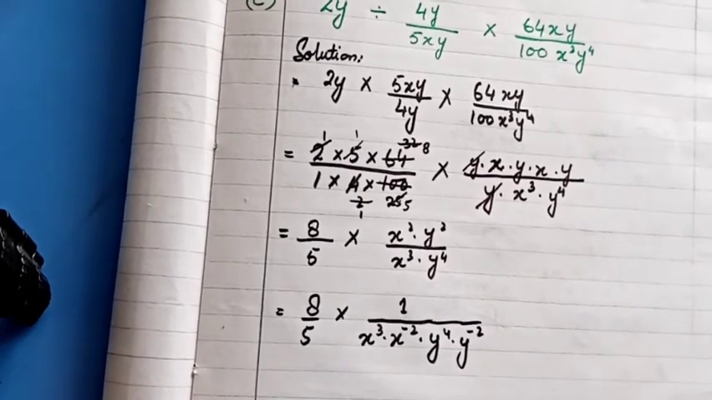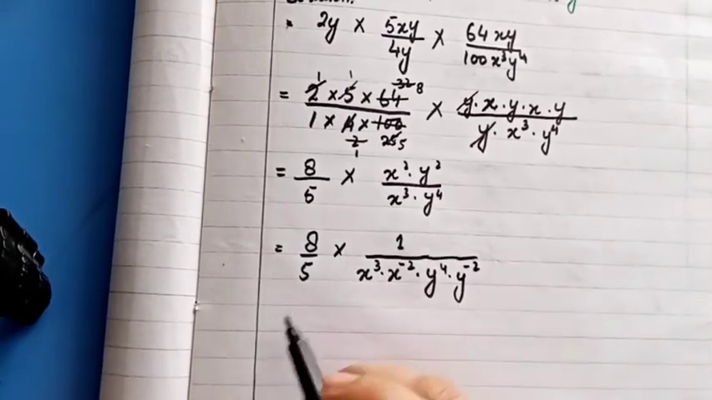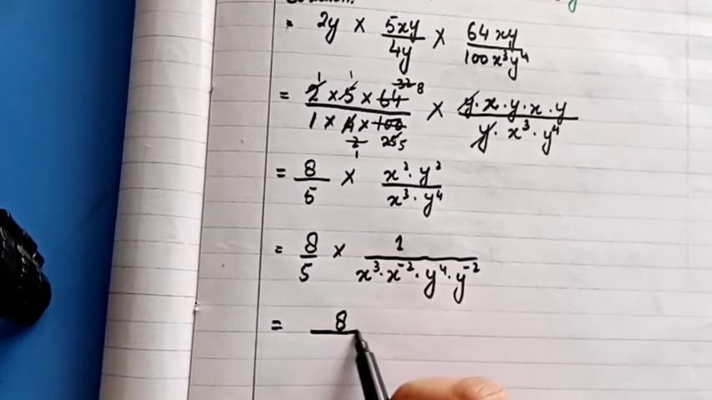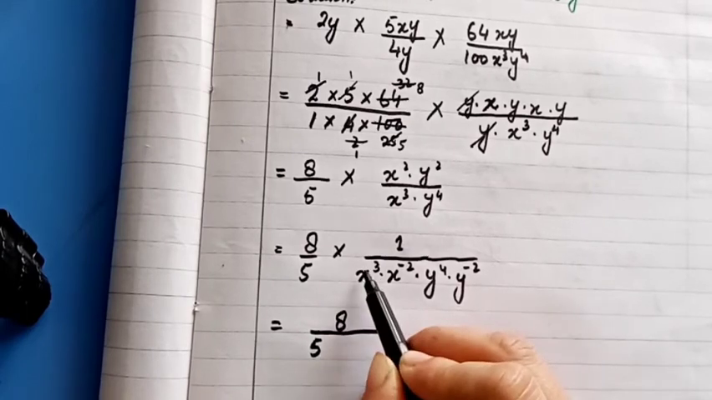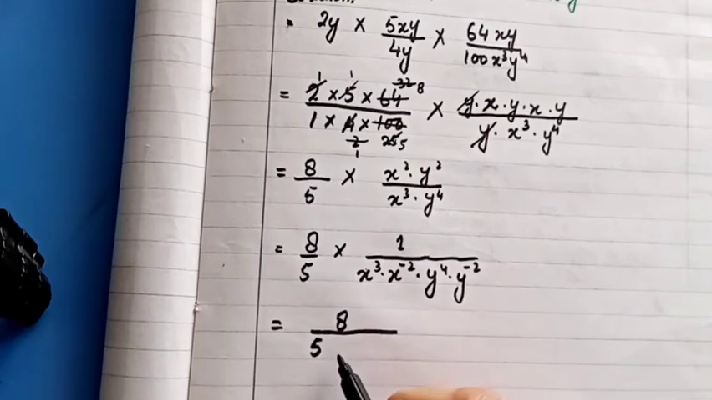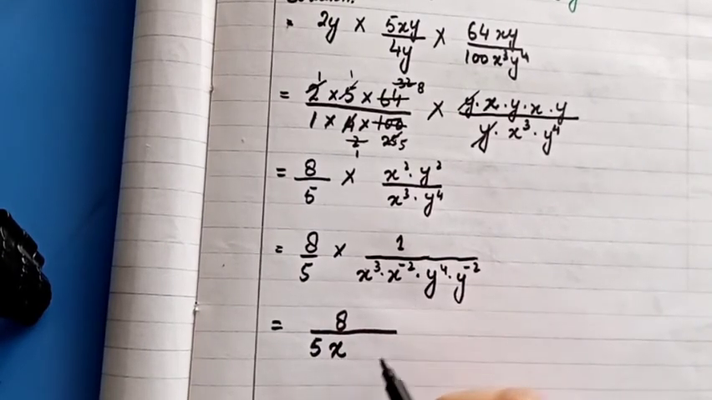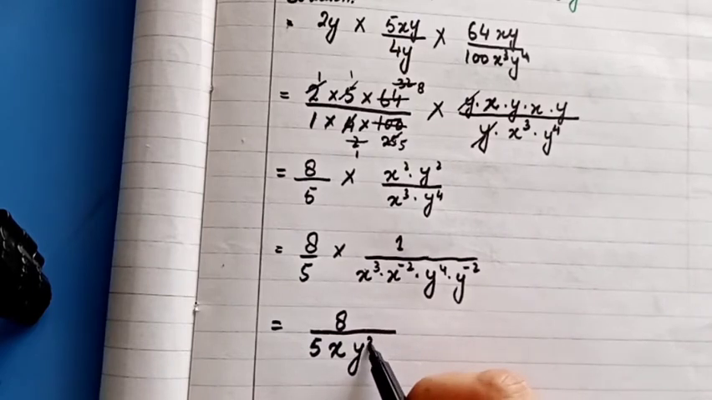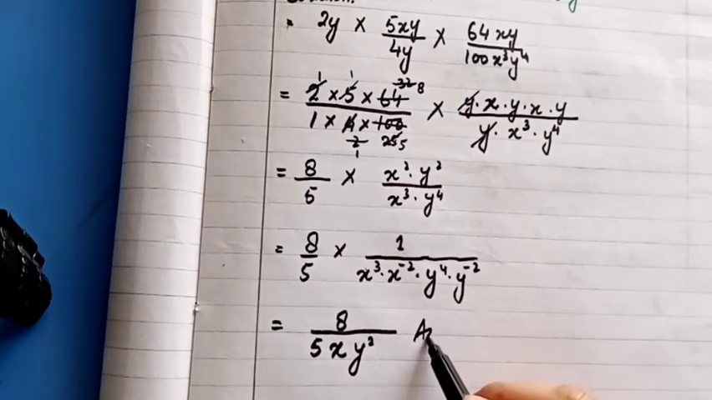Okay, now we have to solve these and write them together. 8 upon 5, x cube into x raised to the power minus 2 will be x, since 3 minus 2 will be 1, and here we have 4 minus 2, so we have y square. This is our answer.